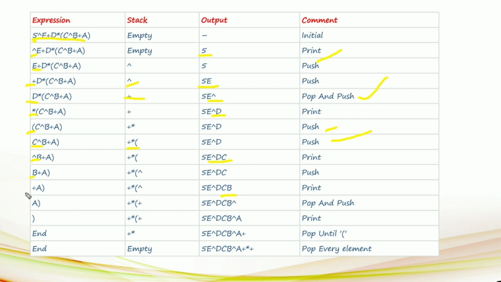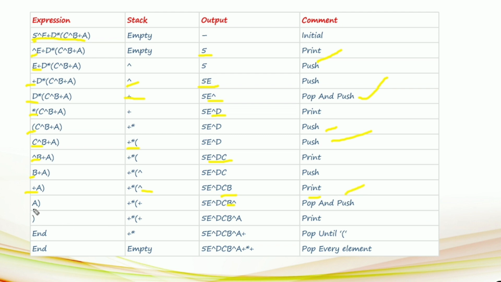And next scan element is plus. Plus is directly checked with the exponent, which has the lowest priority. So the exponent is popped and returned to the output. And next we have to push the plus. So we perform the pop and push operations.